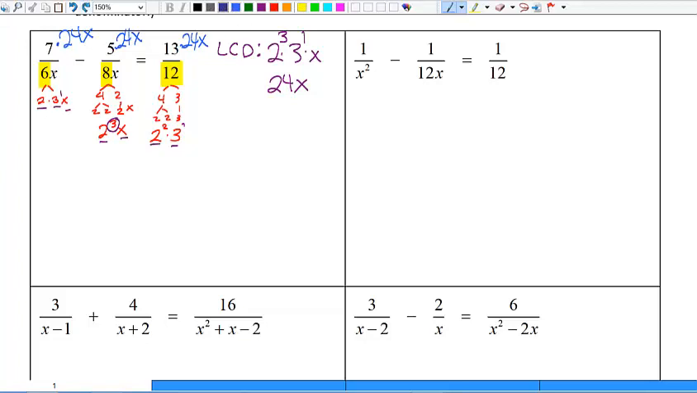So let's reduce. On the first fraction, the 6 and the 24 reduce to 4. The x and the x divide out, and you're just left with 7 times 4. On the second fraction, the 8 and the 24 reduce to 3, and the x's divide out to 1, so you're just left with 5 times 3. On the third fraction, on the other side of the equals, the 12 and the 24 divide out, you get 2. Now, the x doesn't divide out on this one, so we're going to have 13 times 2x.